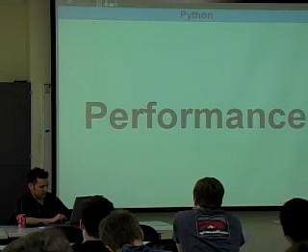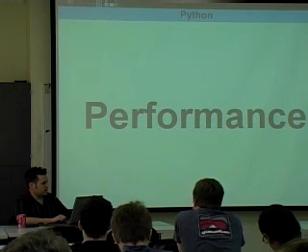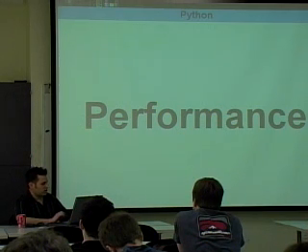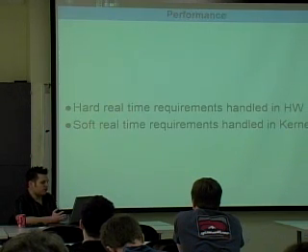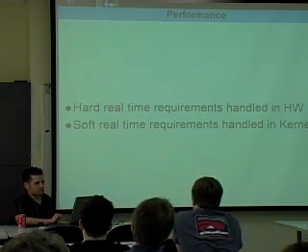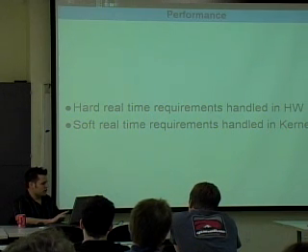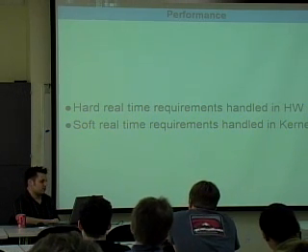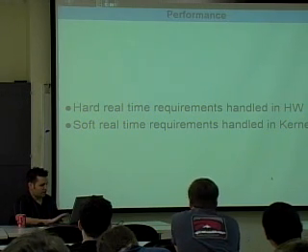Okay, performance is a big issue. To be honest, at Cyan, we have not encountered a performance issue related to Python that was not solvable so far. And our architecture, first of all, is set up so hard real-time requirements are handled in hardware. We're not going to deal with those in software. Our soft real-time requirements, anything that has to happen within 50 milliseconds, for example, will be handled in the kernel in C. We're not going to rewrite the kernel in Python.